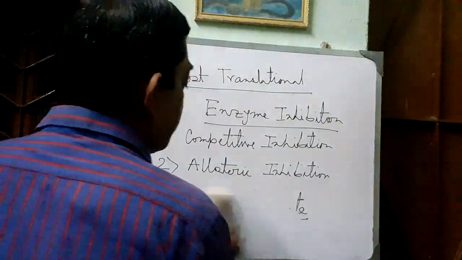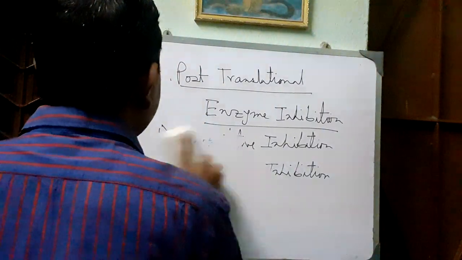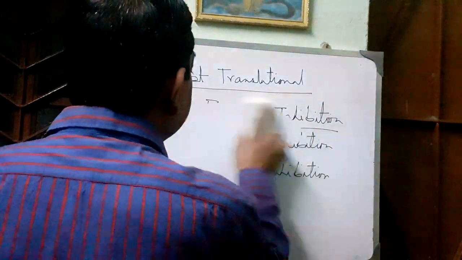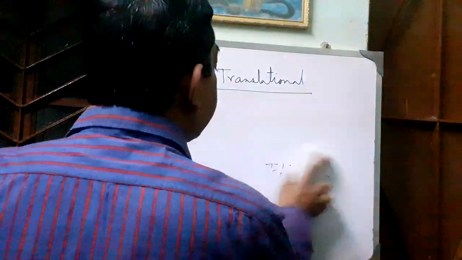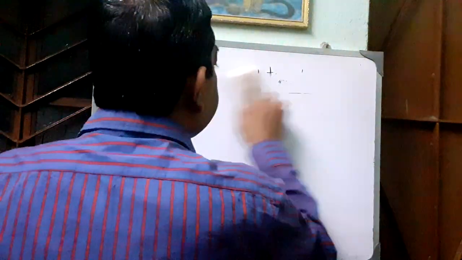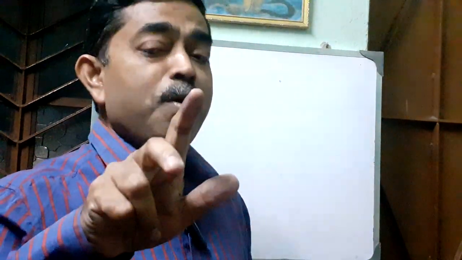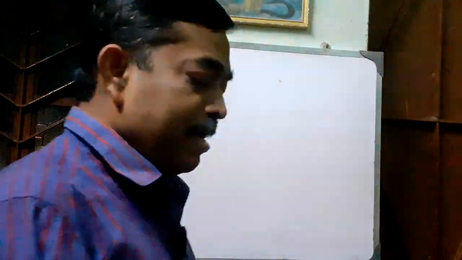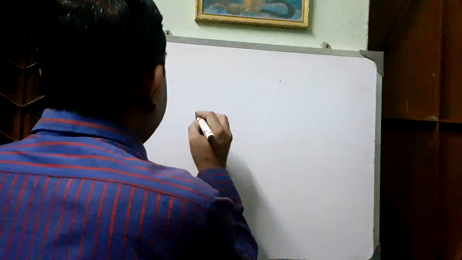What happens in allosteric inhibition? The enzyme has two sites. One is the active site, where the particular substrate is attached to the enzyme. And just opposite to the active site, there is another site, called the allosteric site. Some particle acts as an allosteric material, which attaches to the enzyme and changes the shape of the active site to resist the attachment of the substrate. Now I am explaining with some drawing.